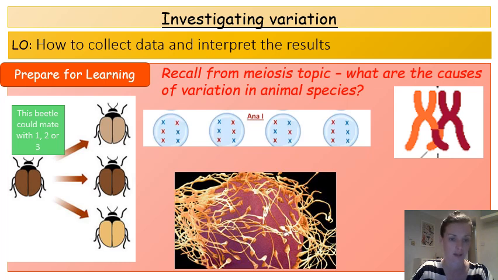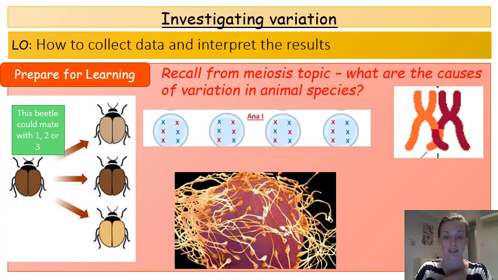So the answers are then, we've got crossing over, when the chromatids cross over and the genetic material from one chromatid transfers to the other. You've got independent assortment during anaphase 1, which is when the chromosomes line up. They line up in different orders each time.